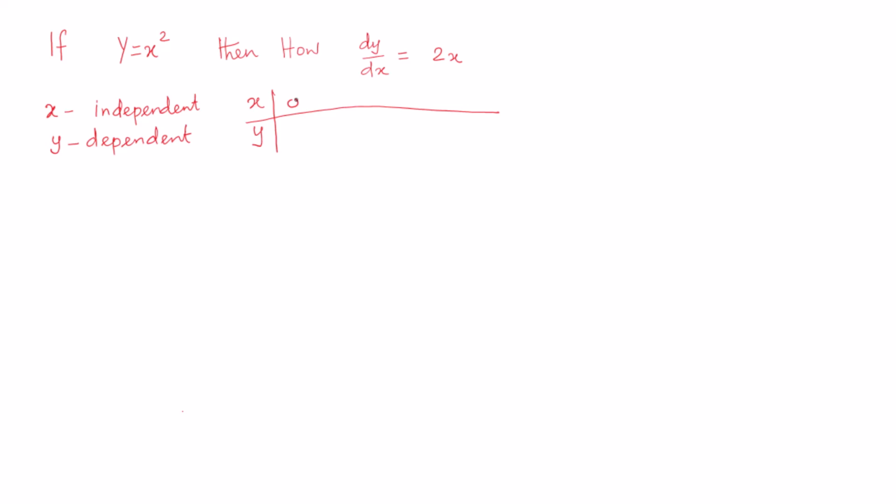If x equal to 0, then y equal to x square, so y also will be 0. So it will be the origin. If x equal to 1, then 1 square will be equal to 1. If x equal to 2, then 2 square is 4. If x equal to 3, then 3 square is 9. So like this it will go on.